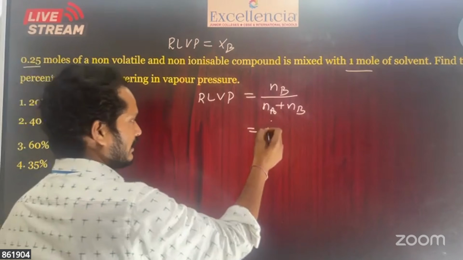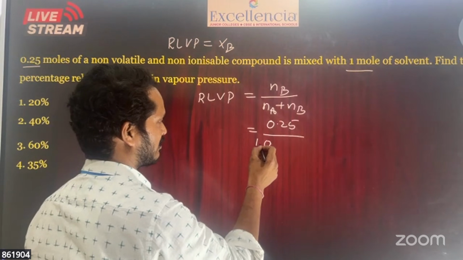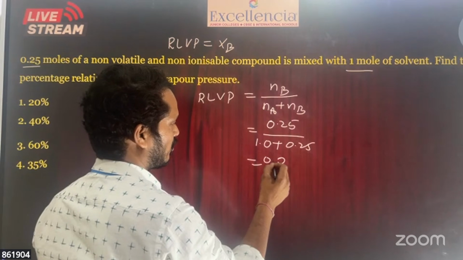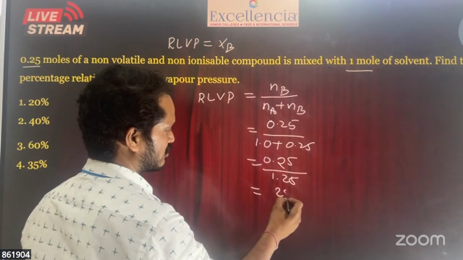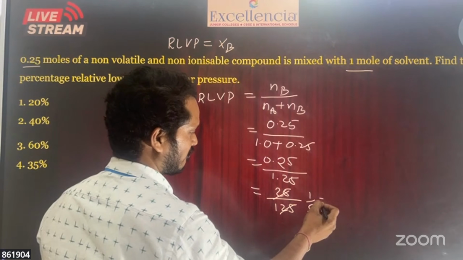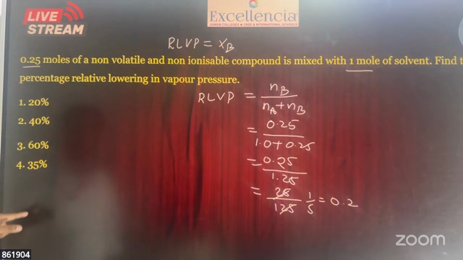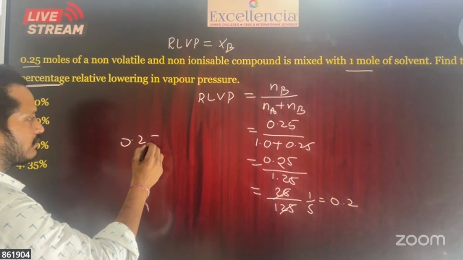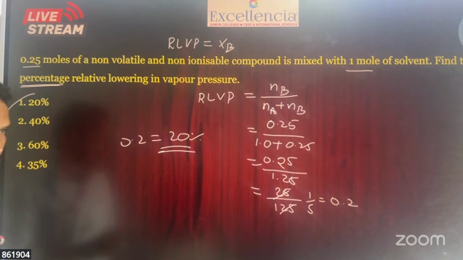Okay. N1 is 1.2 plus 0.25, so 0.25 by 1.25. So this is 25 by 125, which comes as 1 by 5, that means 0.2. But when you look at the question, it is given in percentage. So 0.2 is nothing but 20%. 20%.